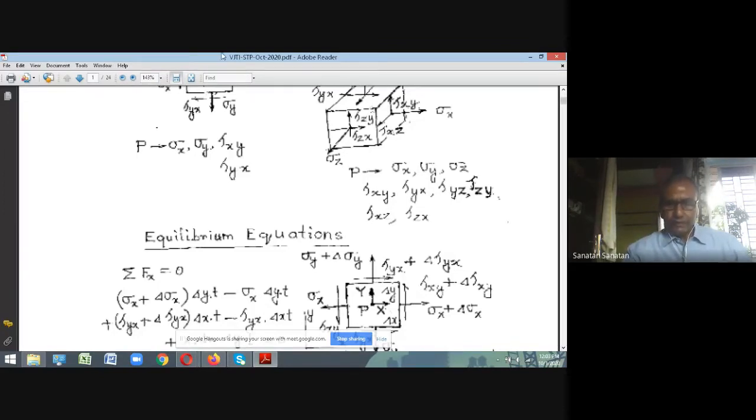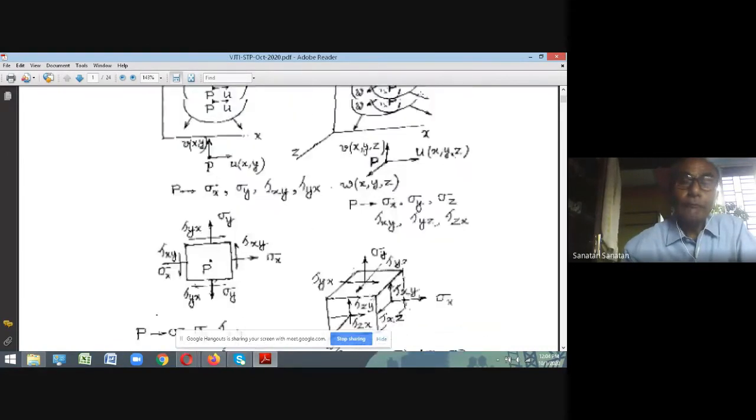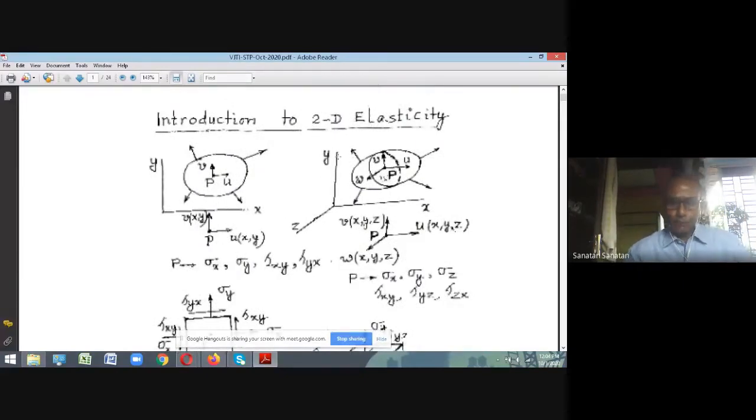So what are they? Since the body under consideration is in equilibrium, at each point of the body, if you consider an infinitesimal element enclosing that point, since the whole body is in equilibrium, even that infinitesimal element is going to be acted upon by stresses on the boundary of the element, and they are going to be in equilibrium.